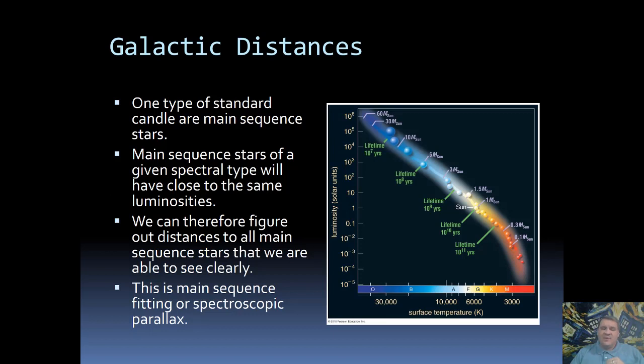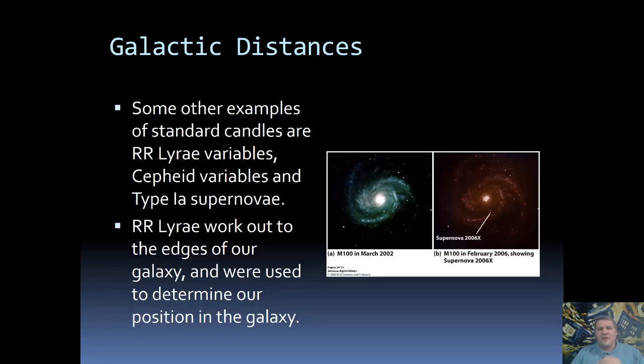Figuring out distance in this way is known as main sequence fitting, if you're using as much of the main sequence as a cluster still has, or spectroscopic parallax, because we're using the spectrum to determine the spectral type, which we can then use to figure out luminosity. Some other examples of standard candles that we've already talked about are RR Lyrae variables, Cepheid variables, and type 1a supernova.